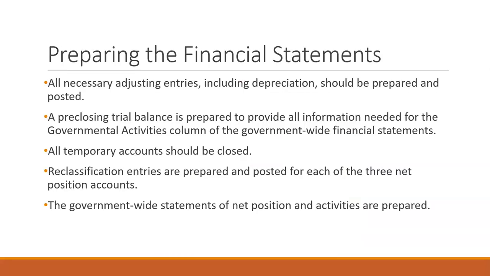When we prepare the financial statements, one of the first things that we do is adjusting entries. The main adjusting entry that we need to do is to include depreciation on all of the government's assets, buildings, and equipment. Okay, then we're going to prepare a pre-closing trial balance that gives us all the information that we need for our financial statements, and then we have our closing entries.